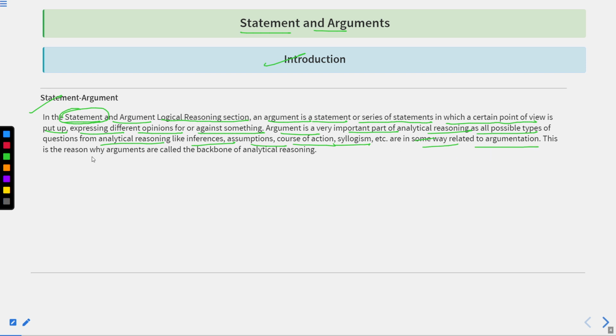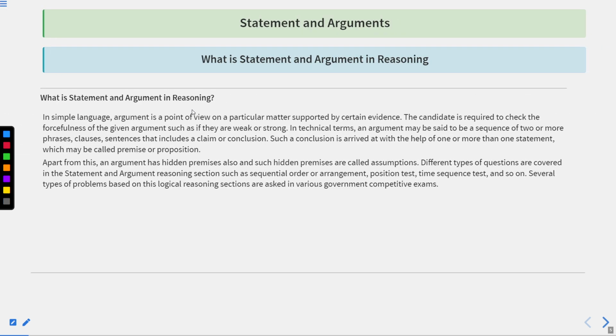That is the reason why arguments are called the backbone of analytical reasoning. We have already studied this, so now let's move on and try to understand what exactly a statement and an argument are in reasoning. In simple language, an argument is a point of view on a particular matter supported by certain evidence.